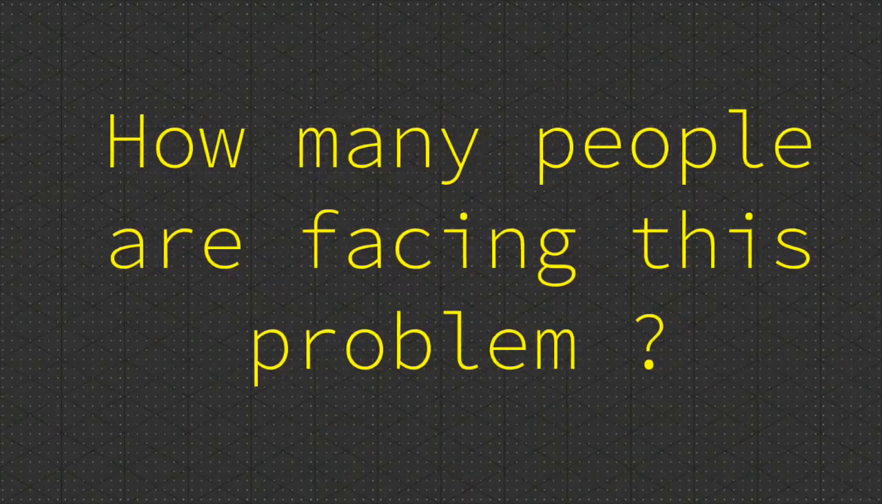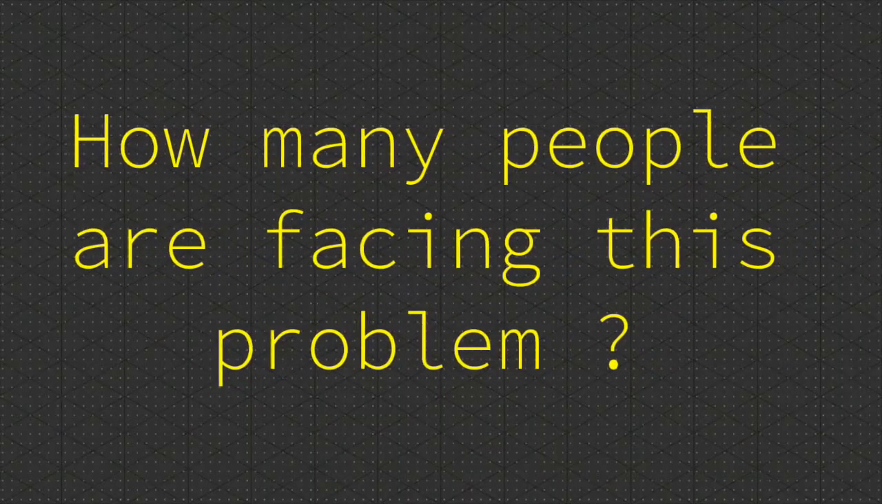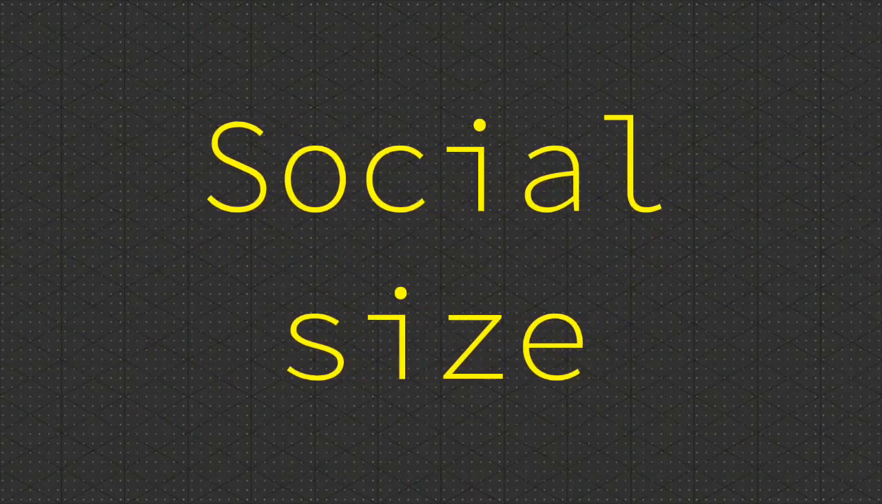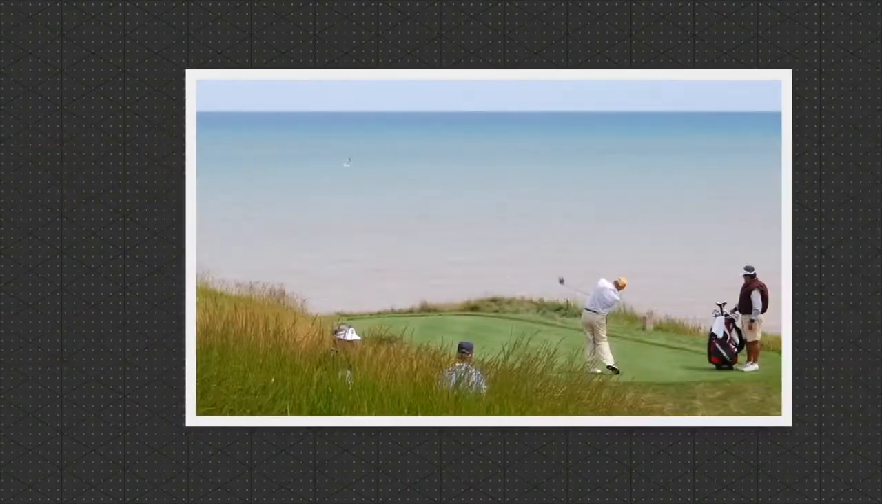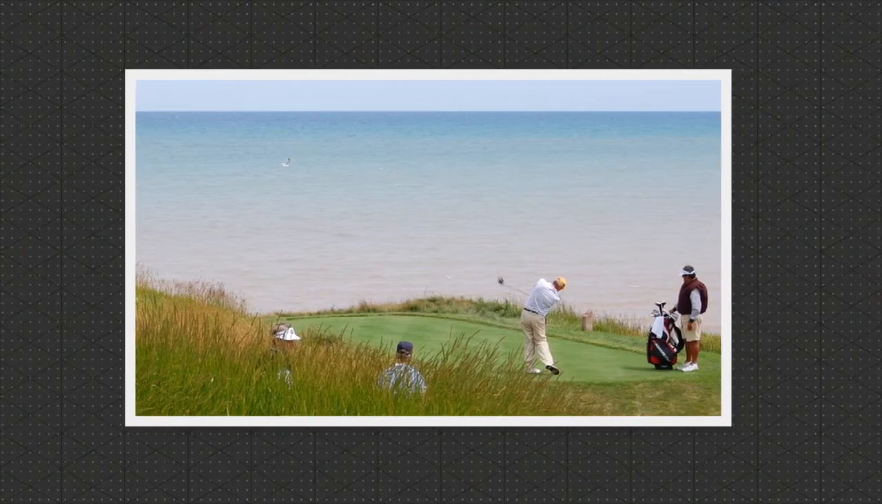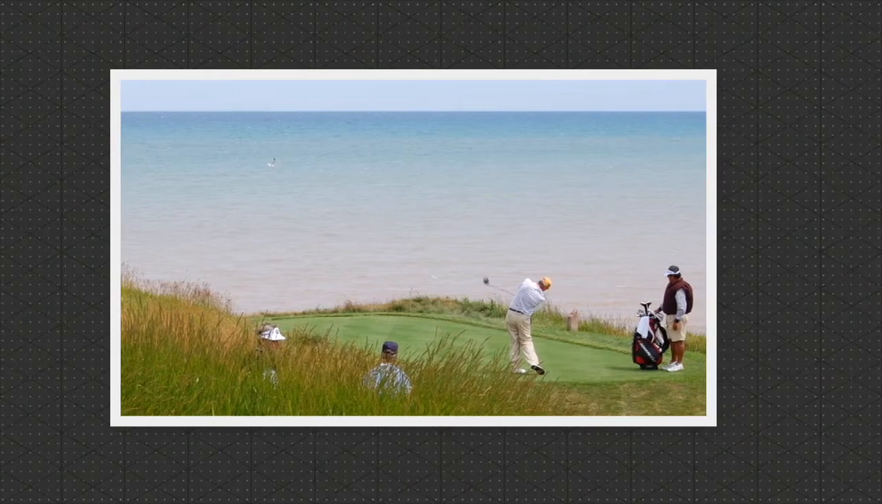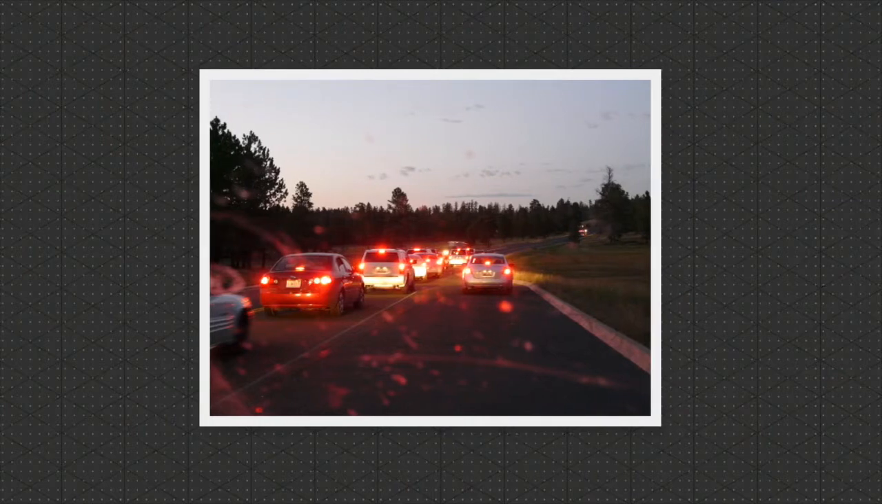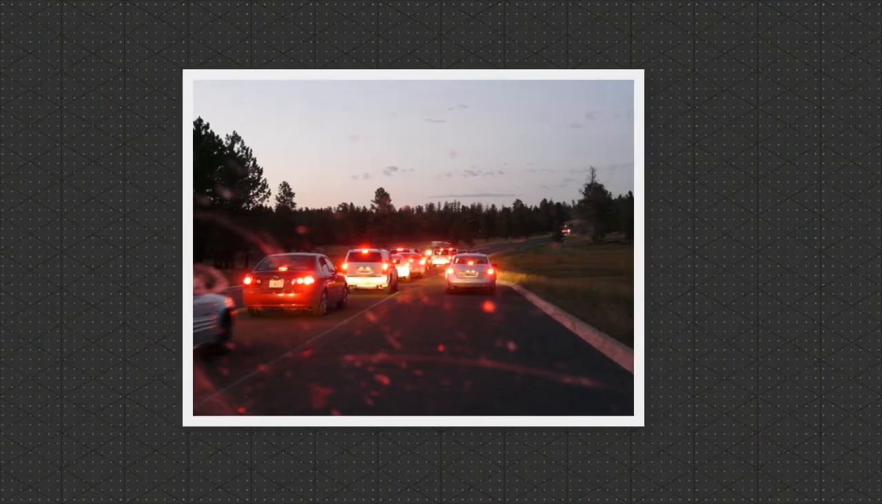Okay, now that you have the problem, the next thing you need to do is ask how many people are facing this problem. Or as we say, what's the social size of the problem? What this means is, is it a problem faced by one person at a time? For example, your golf swing is sucky, but scales to a very large population. Or is it a problem faced by lots of people at the same time? For example, a traffic jam, and also scales to a very large population.